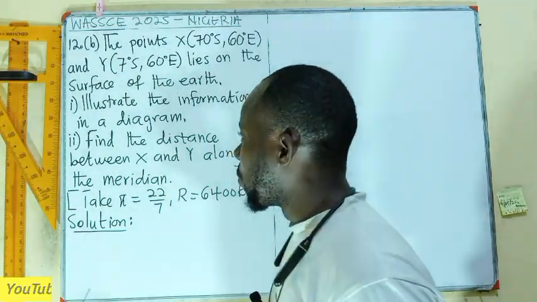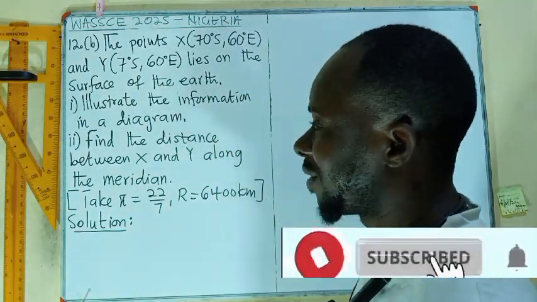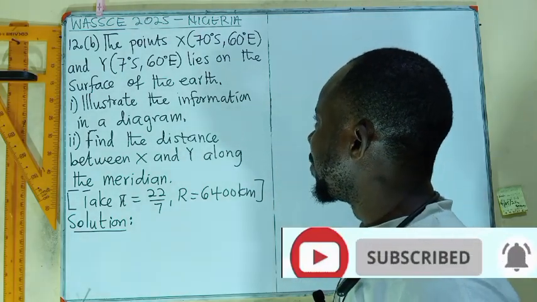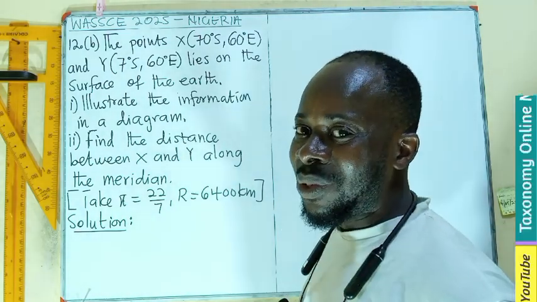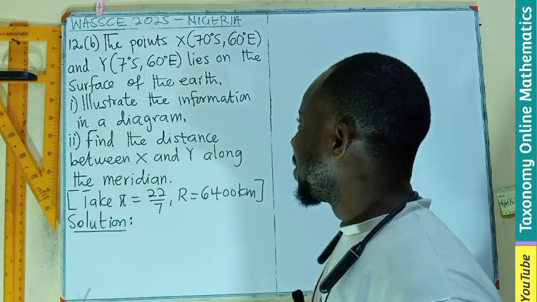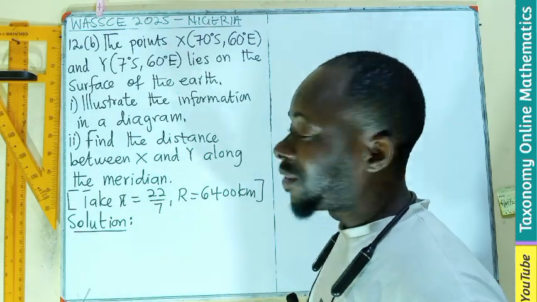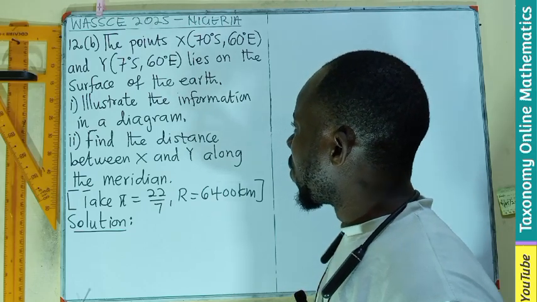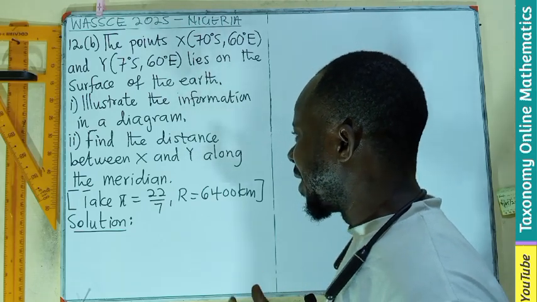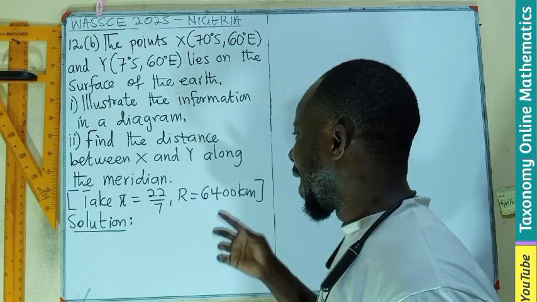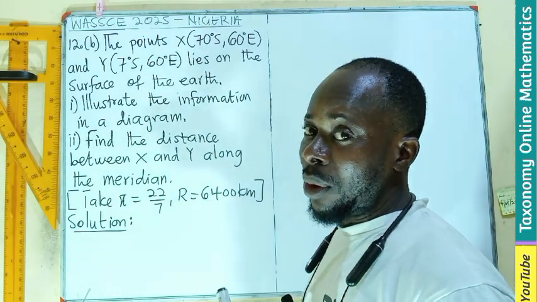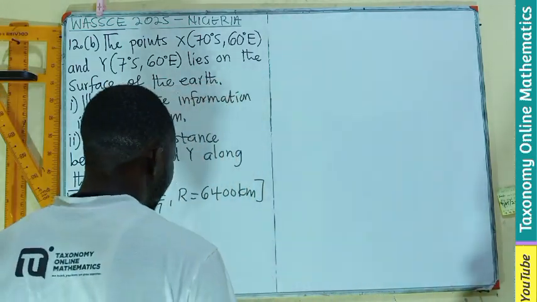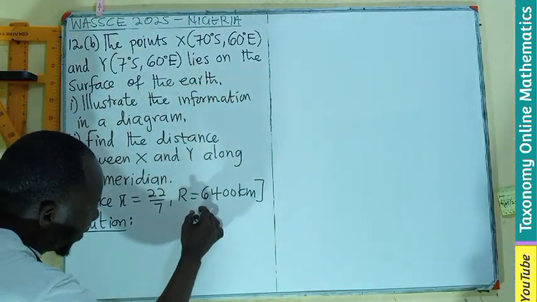We have a question on global mathematics. The point X on a latitude of 70 degrees south and a longitude 60 degrees east, and Y latitude 7 degrees south, 60 degrees longitude east, lies on the surface of the earth. We are to illustrate this on a diagram and find the distance between X and Y along the meridian. Simply put, we are going to have a great circle. So let's see if I can make a sketch of that here.